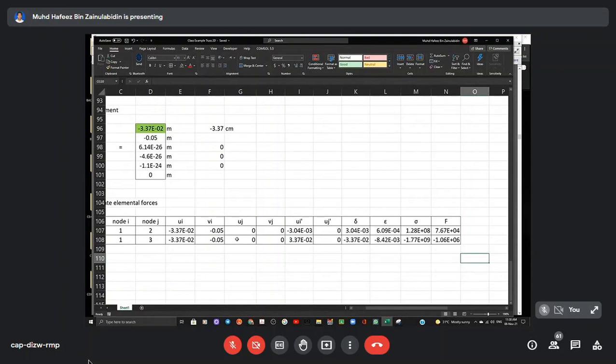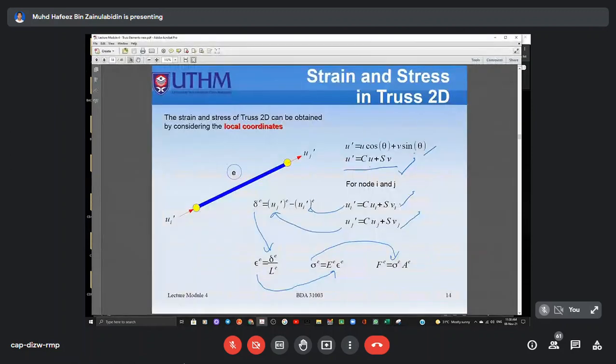Okay, and that's it. So finished. So we got all the answers. If you forget how we get this, actually we use this formula here: elongation, strain, stress, and F.